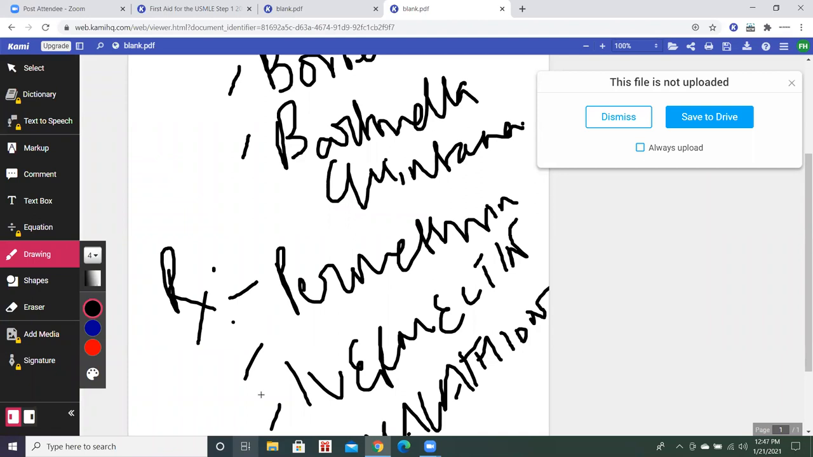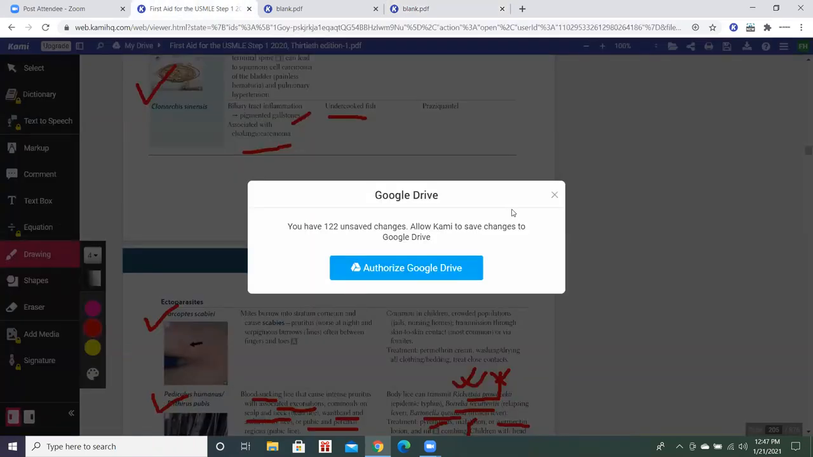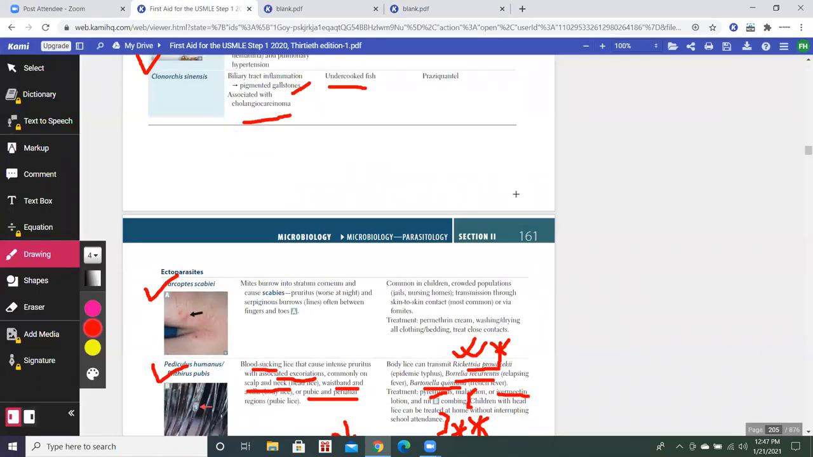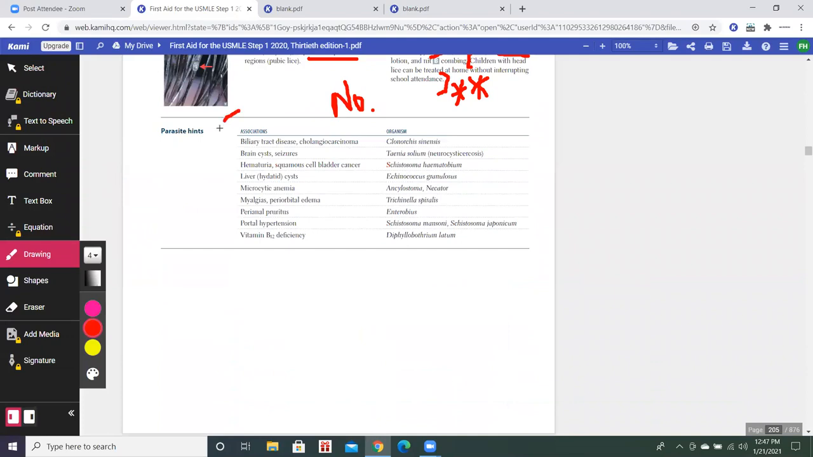Okay. So we are done with parasites. These are some hints that you can use for revision.